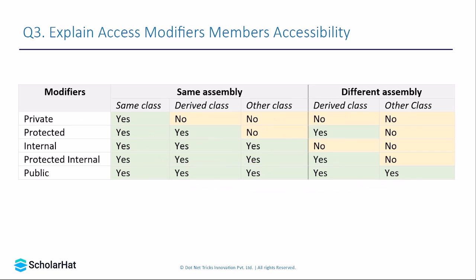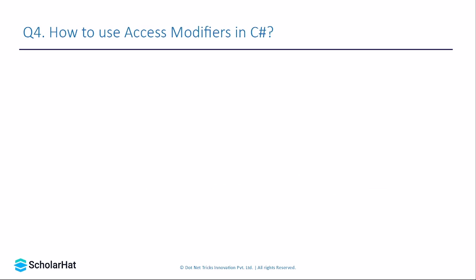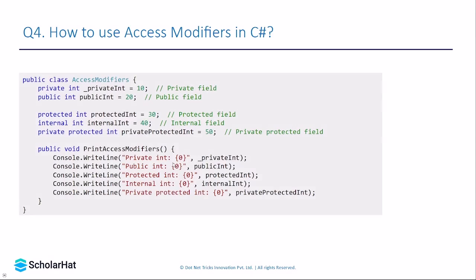Now let's move to our next topic, that is how to use access modifiers in C#. As I told you, whenever you write some code, you will come across this topic, how to use it, and that totally depends upon the business logic that you want to implement. So we'll give you a brief idea of how access modifiers are used in this slide. You can see that we have created a class named AccessModifier, and we have declared some fields like private int and public int. Again, we have created a few more fields: protected, internal, and private protected int.